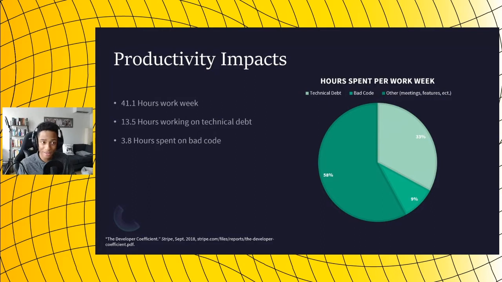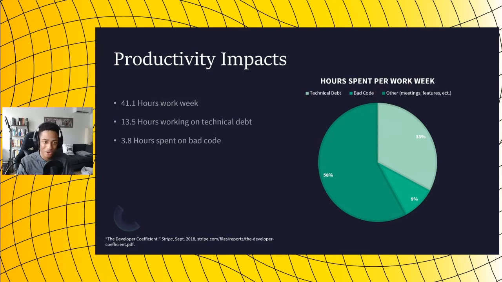And globally, the average developer works 41.1 hours a week. Now, I understand some people work more, some people work less, all right? But the average developer globally works 41.1 hours a week. And out of those 41.1 hours, 13.5 hours is spent working on technical debt. And that's quite a bit.